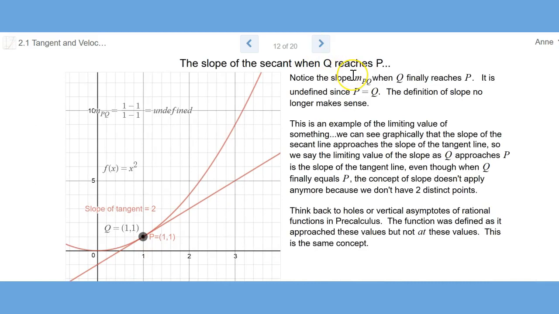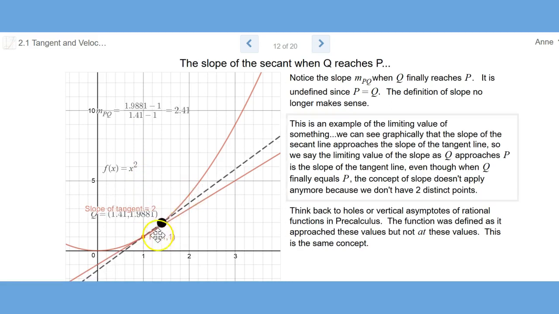So what happens when Q finally does reach P? Then I have this undefined slope, right? It no longer makes sense. This formula for slope no longer makes sense because my x coordinates are the same and I can't divide by 0. So this is an example of the limiting value of the slope. The slopes of the secant lines were approaching the slope of the tangent line. The slope of that tangent line is the limiting value of the slope of the secant lines as I move Q closer and closer to P.